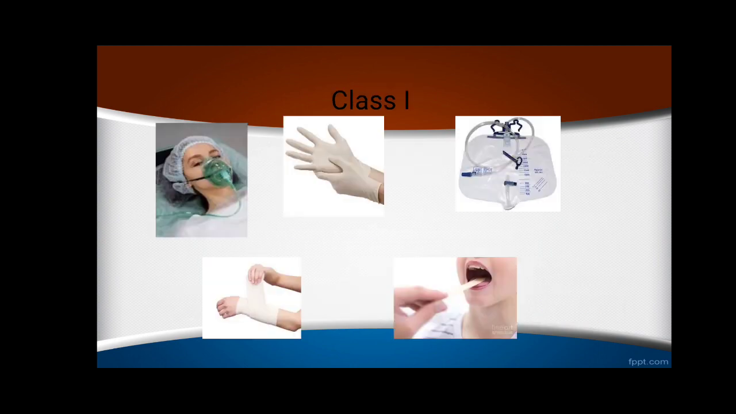Examples of Class 1 devices: oxygen mask, surgical gloves, urine collecting bag, bandages, tongue depressor.